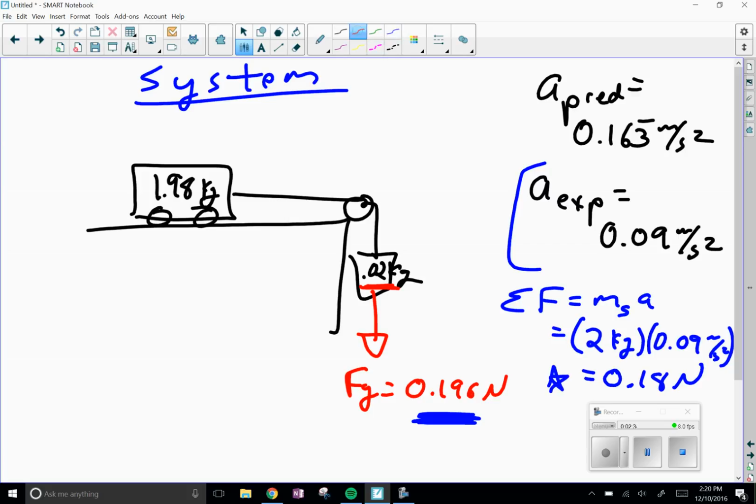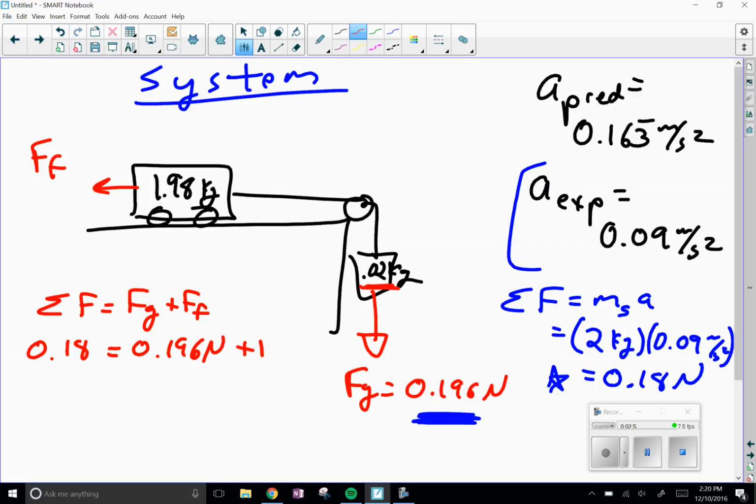Aha, there must be some friction. So let's figure out how much friction there is. We know that our net force is the force of gravity plus the force of friction. I know the net force is 0.18 newtons because I just figured that out. That's got to equal my force of gravity, 0.196 newtons, plus the force of friction. Subtract and solve it, and you find that your force of friction is negative 0.016 newtons. Aha, now I know my friction.